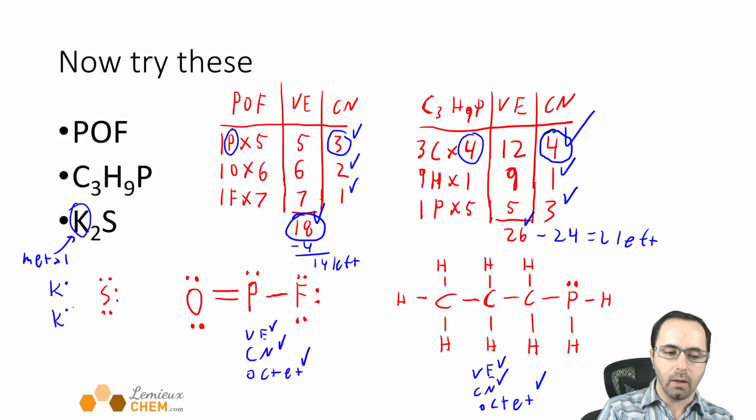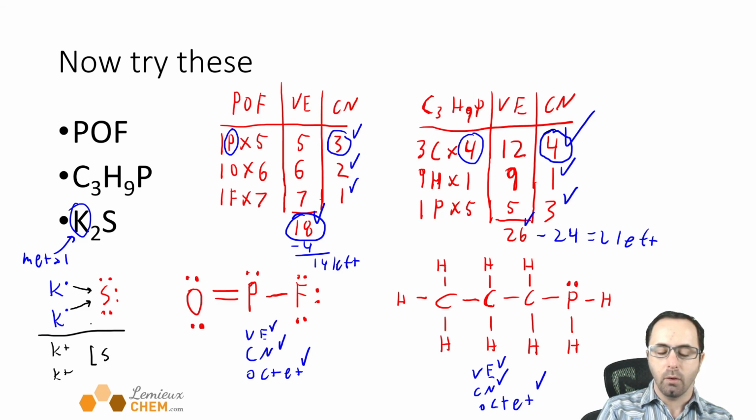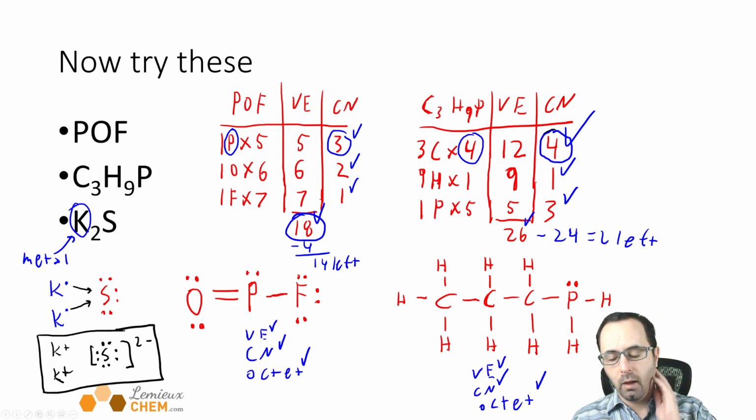So what happens when the ionic compound is made? Each potassium gives 1 valence electron, so you end up with K+, and then the sulfide ion. These potassiums are +1 because each one lost an electron. The sulfur gained 2 additional electrons, these ones here, along with the 6 it already had. So its charge is -2, and this is the Lewis structure. That's the way you write it for an ionic compound.